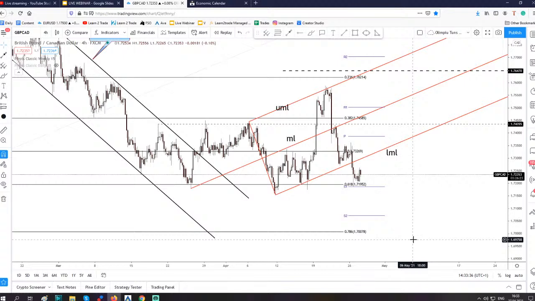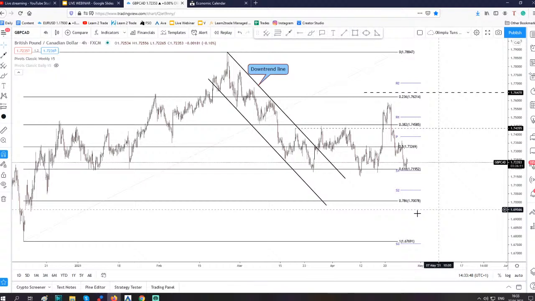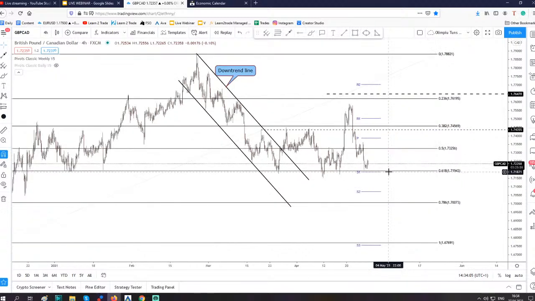So the pair could extend its correction if the price will register a valid breakdown here below the 61.8%, below the weekly S1. But maybe we'll have a long entry here, and if we'll have a confirmation here, we will send you the signal within the VIP Telegram group.